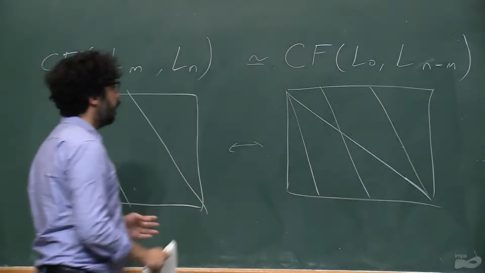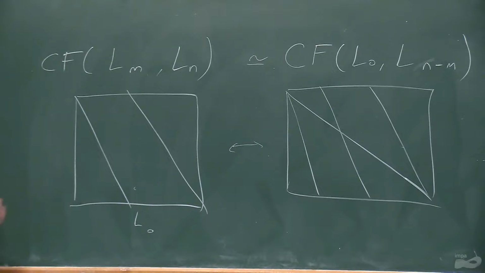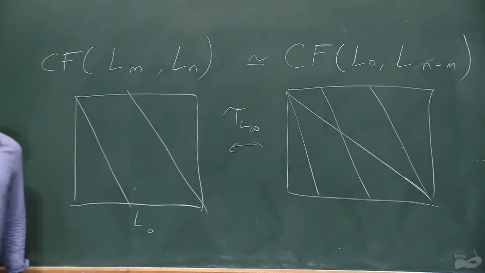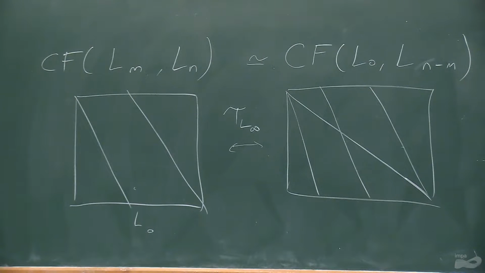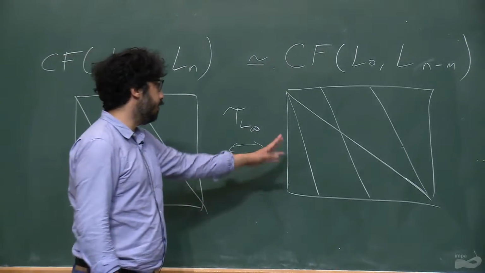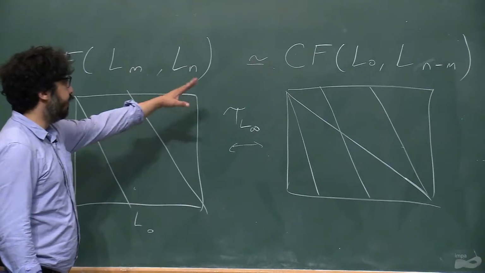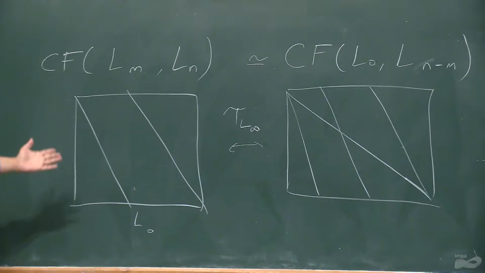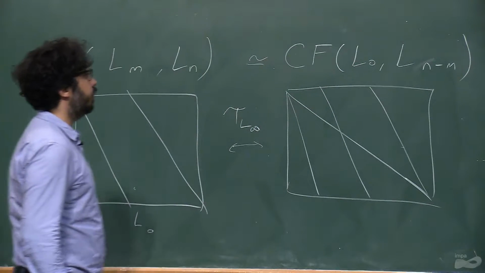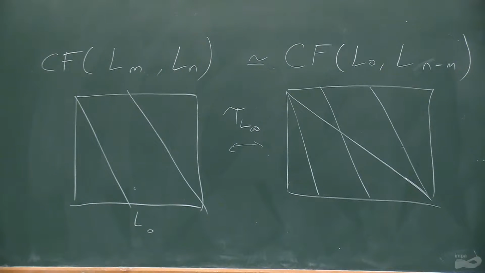Okay. And the reason is the identification is given by the symplectomorphism around L infinity. So there's a symplectomorphism that sends this configuration to this configuration, and in general, Lm, Ln goes to... You can always apply this and make this one to be L0, and then the other one will be this Ln minus m.